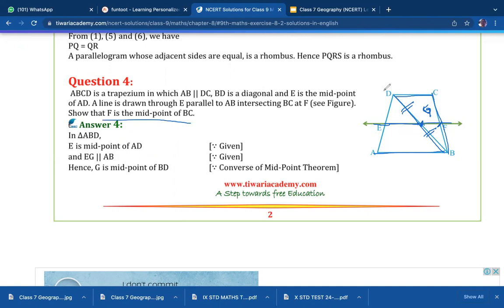In triangle BCD, G is the midpoint of BD and there is a line drawn parallel to DC. Then the converse of the midpoint theorem says that the point F, where it meets the third side, bisects it. That means CF is equal to FB. That means F is the midpoint of BC.